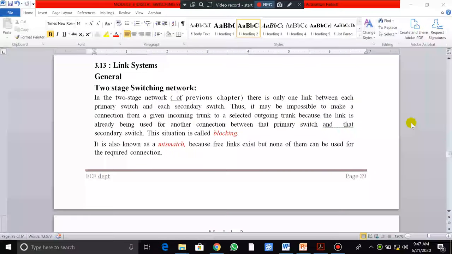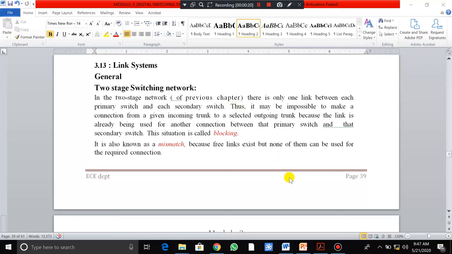Today, let us start with the topic. We were discussing module number 2, in that part 3. Today we will discuss the link system. In that, let us discuss two-stage switching networks.